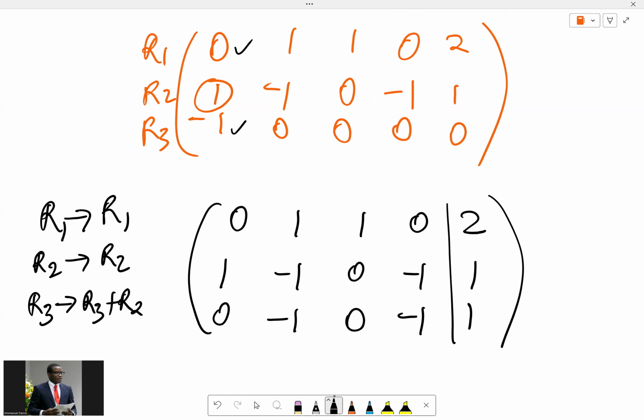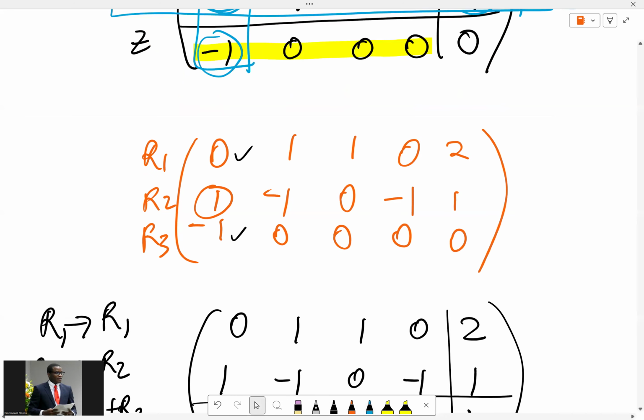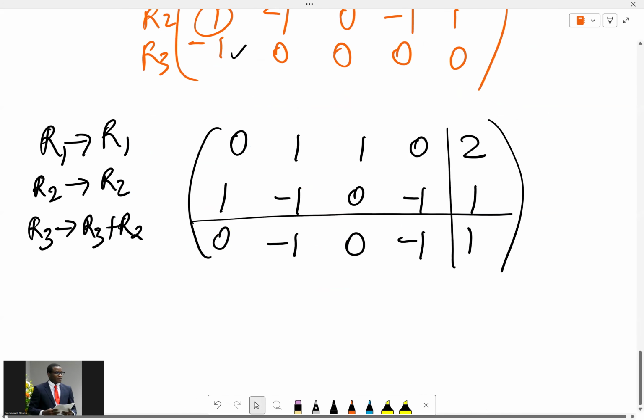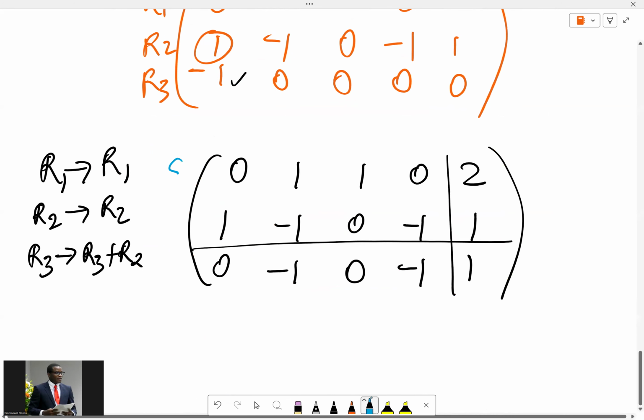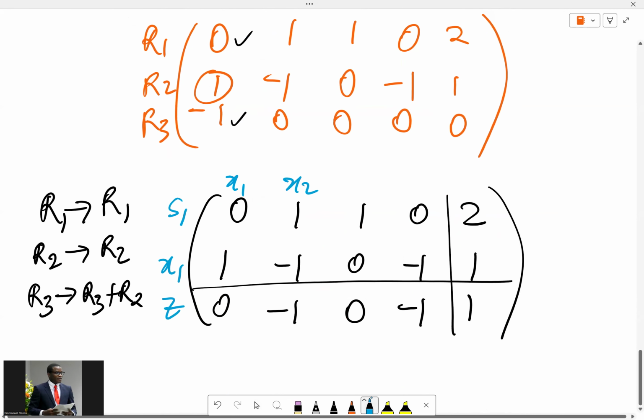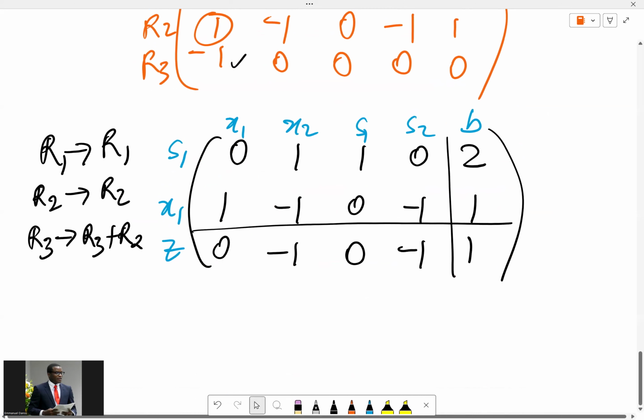So now if we bring back all those things, all right, x1 is coming to replace s2 based on what we have done now. So we have s1 and x1, all right? We have s1 and x1, and this is our usual z, okay? And then, of course, this is x1, x2, s1, s2, and this is b. Now, so this is more or less like the tableau again.